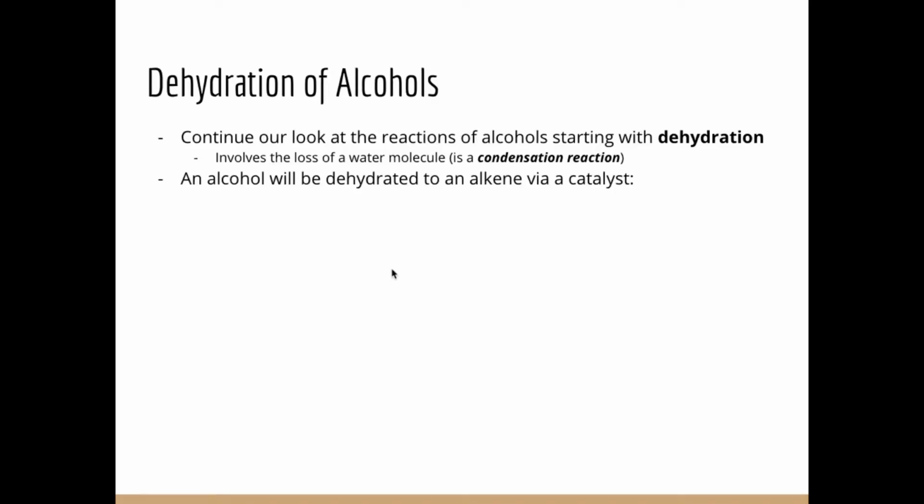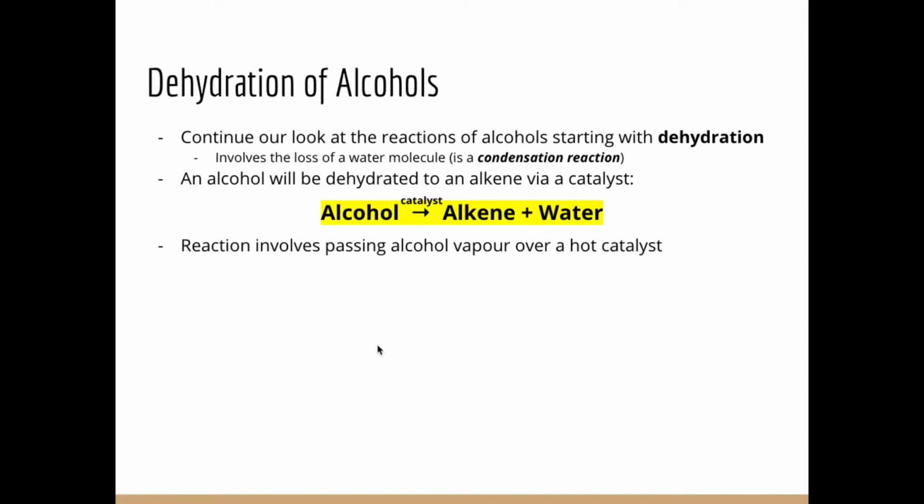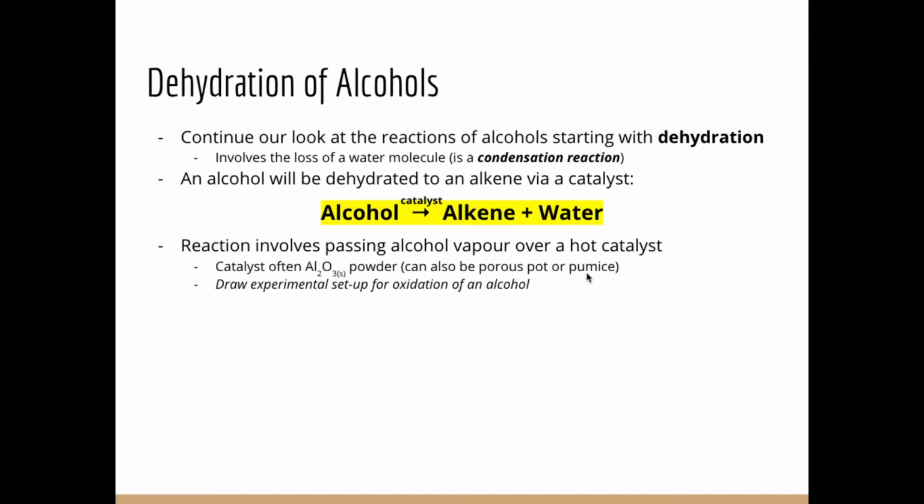Condensation reactions are where a small molecule is lost, and in this case that small molecule is water, thus dehydration. An alcohol will be dehydrated to an alkene via a catalyst, and it looks very simply like this: alcohol to alkene plus water. We have a catalyst above the arrow, not being consumed in the reaction but speeding it up. The reaction involves passing alcohol over a hot catalyst. The catalyst is often powdered aluminium oxide, but can also be porous pot or pumice.